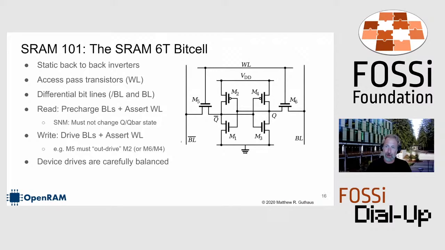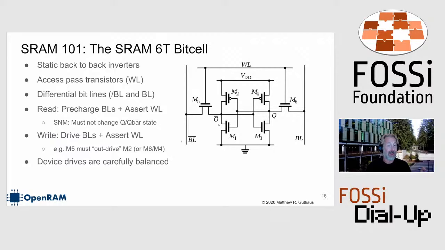Now, the part that becomes challenging, I mentioned that it's not digital design, it's analog design, is how this cell works is somewhat analog. In order to actually do a read, you have to pre-charge the bit lines and then you turn on the word line. And you want to make sure that the cell can be read without being overwritten. So that's the static noise margin, or the read noise margin of the bit cell. If you were to read it and it was to disrupt the value of the bit cell, you can't store memory, right? You can't read memory. So that's an important criterion.